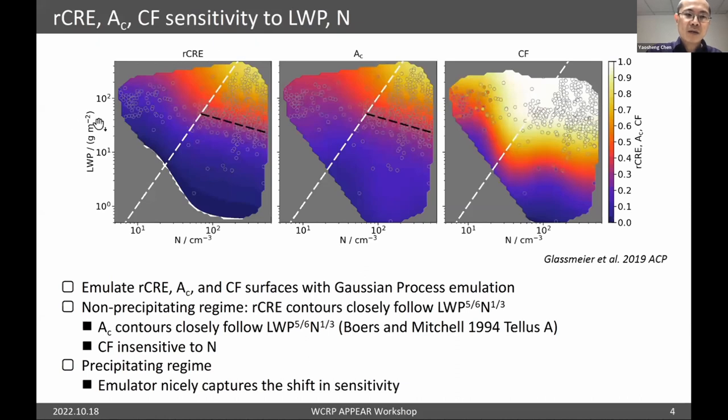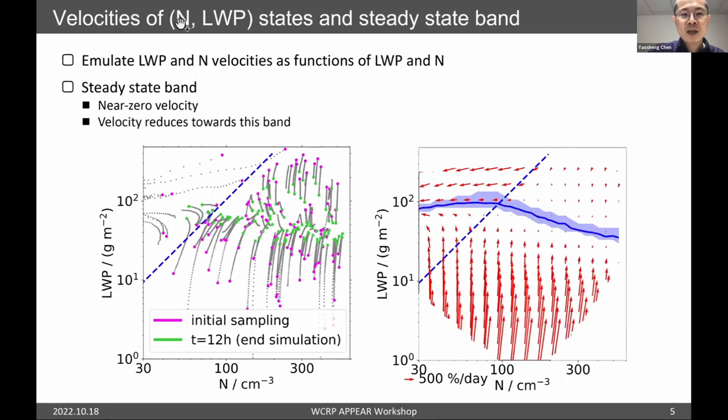Now, since the RCRE depends on liquid path and N, it's important to know where, within this 2D plane, those simulations spend most of the time. So let's take a look at how the liquid path and N states move in this plane. To the left is the plot I showed you previously: every simulation starts with this magenta dot and moves towards this green dot. If we emulate the velocity components, for liquid path and for N, both defined as d log/dt, then we can use the quiver plot on the right-hand side to represent the velocity field.